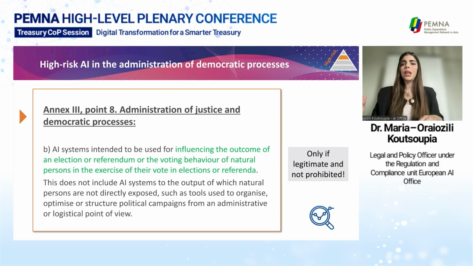Another example in Annex 3 is the administration of justice and democratic processes. So high risk is called the AI system intended to be used for influencing the outcome of an election or a referendum or the voting behavior of natural persons. That means that yes, you can use AI for elections purposes, but only if it is legitimate, it is not prohibited, the AI system is not trying to manipulate, and it is called high risk because it can interfere with the voting right.